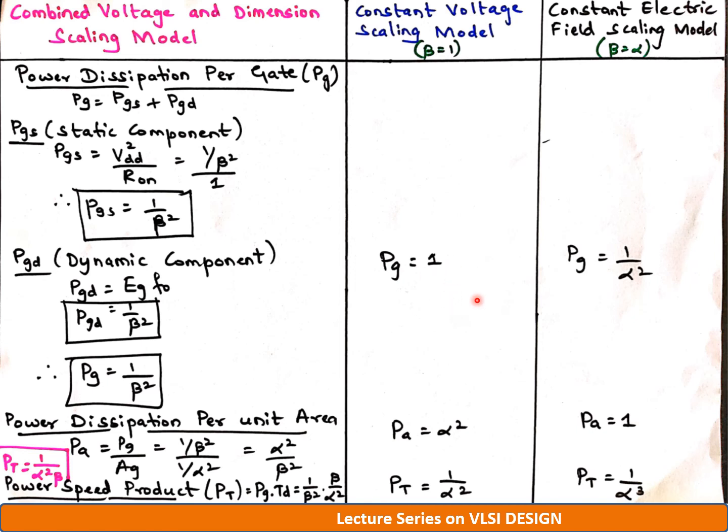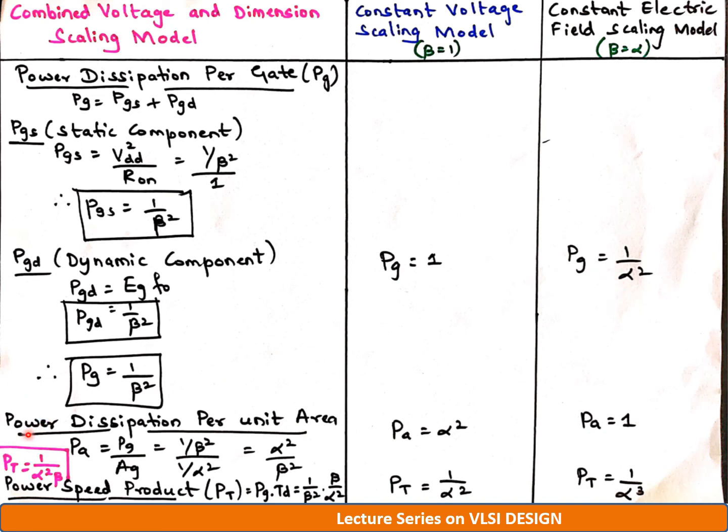In the constant voltage scaling model, beta is equal to 1. Therefore, the scaling factor for power dissipation per gate reduces to 1. In the constant electric field scaling model, beta is equal to alpha. Therefore, the scaling factor for power dissipation per gate is 1 by alpha square.